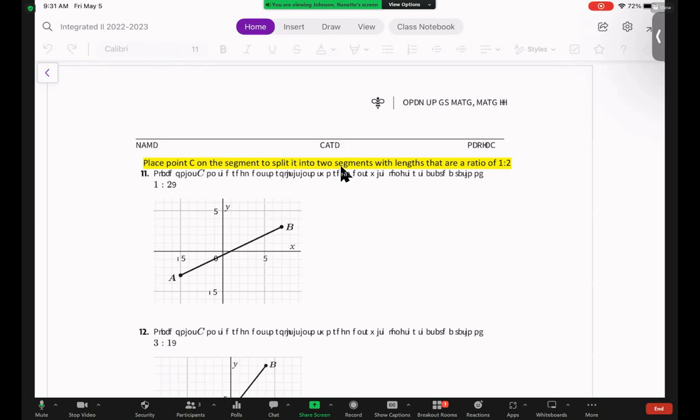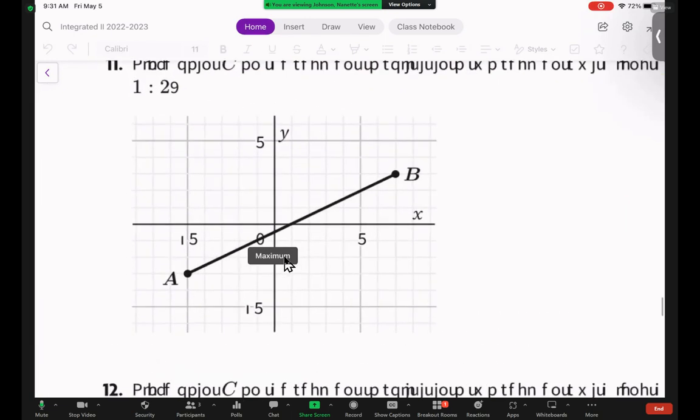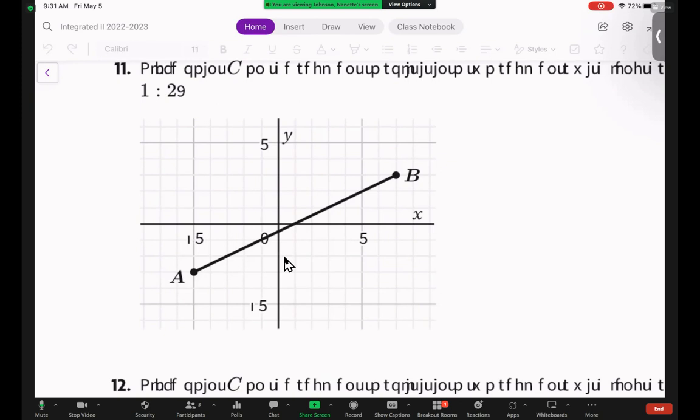And so when we're doing this, it says place point C on the segment to split it up into segments with lengths that are ratio 1 to 2. So the very first thing I notice is that this is a diagonal line. And what I would really like is if it was a regular line, like horizontal, and I can count the little boxes. But because I can't count that, what I will do is count boxes of how much it goes up versus how much it goes over.